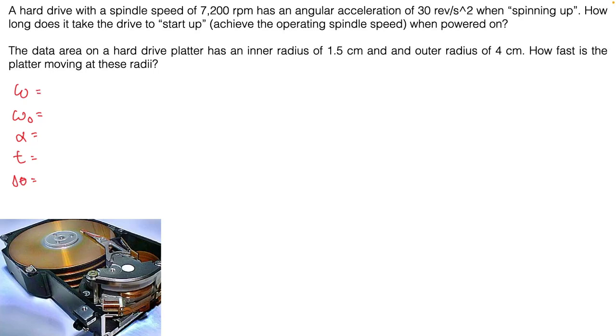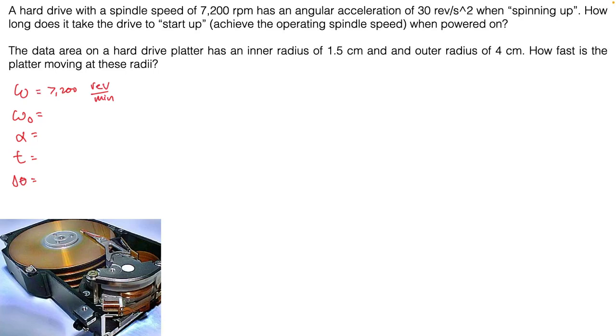I've got the things from the toolbox. Do we know the final angular speed? Uh, 7,200 in weird units, right? It's 7,200 RPM, which stands for revolutions per minute. Okay, well, we're going to need to fix that because the standard unit for angular speed is what? Radians per second. Yeah, I know radians doesn't have a unit, but we still say it.